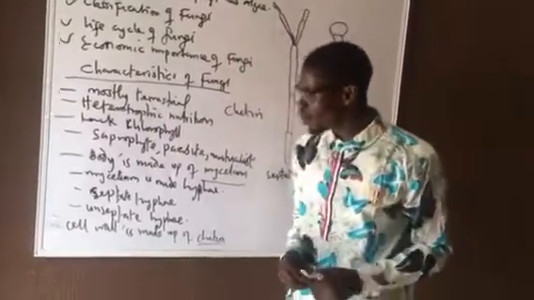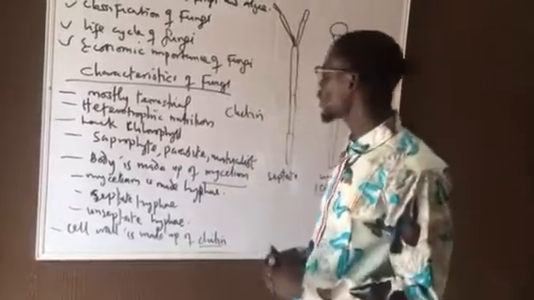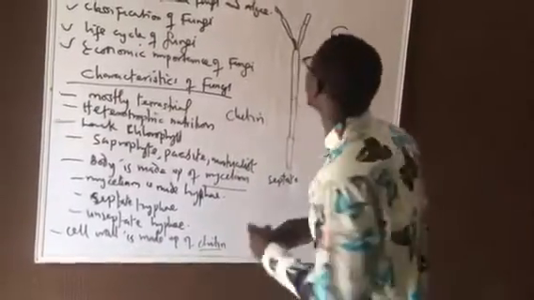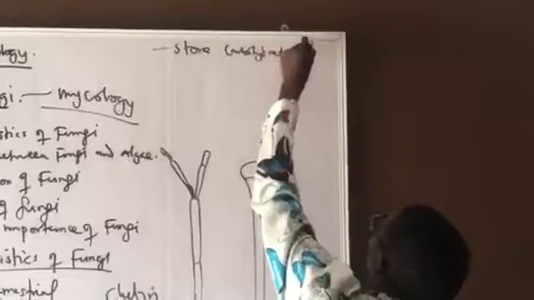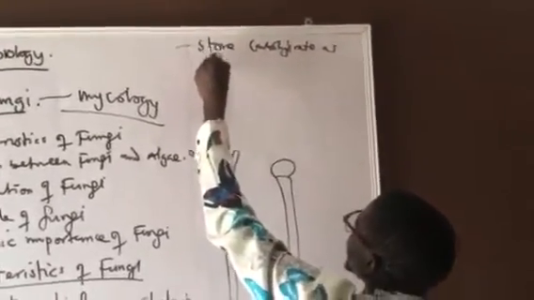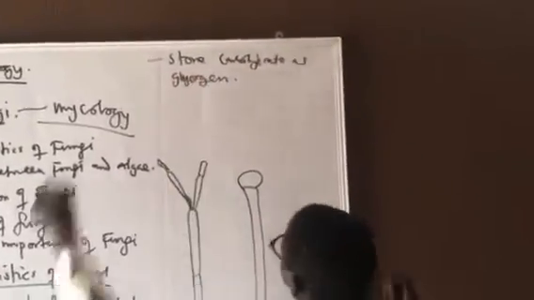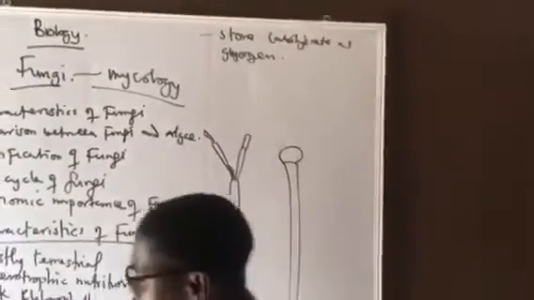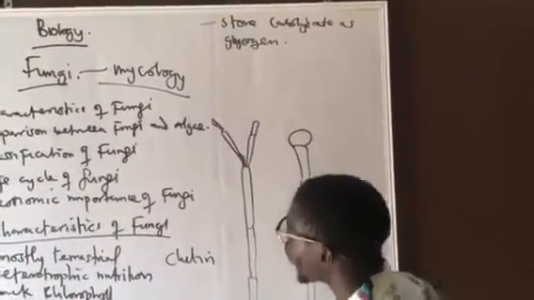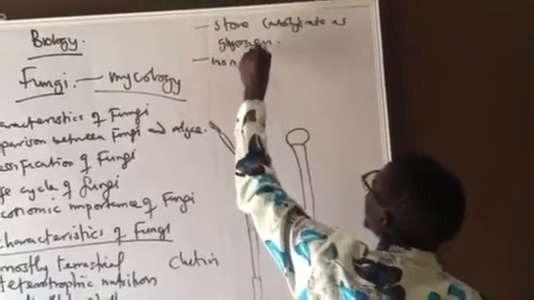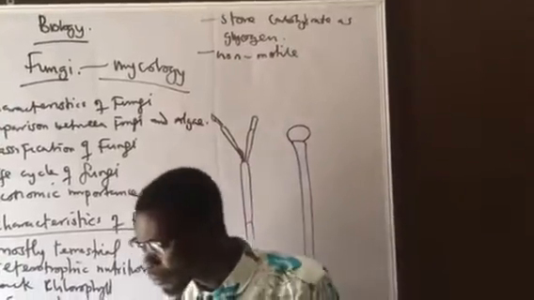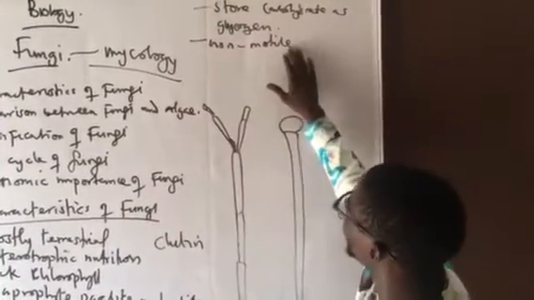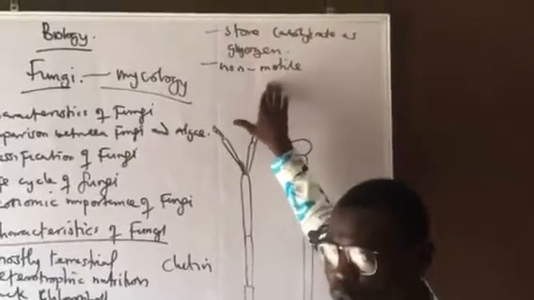Another characteristic of fungi is that they store carbohydrate as glycogen, not starch this time around. Glycogen is their storage product. Then fungi are non-motile. They don't move from one place to another; they are fixed in a position.